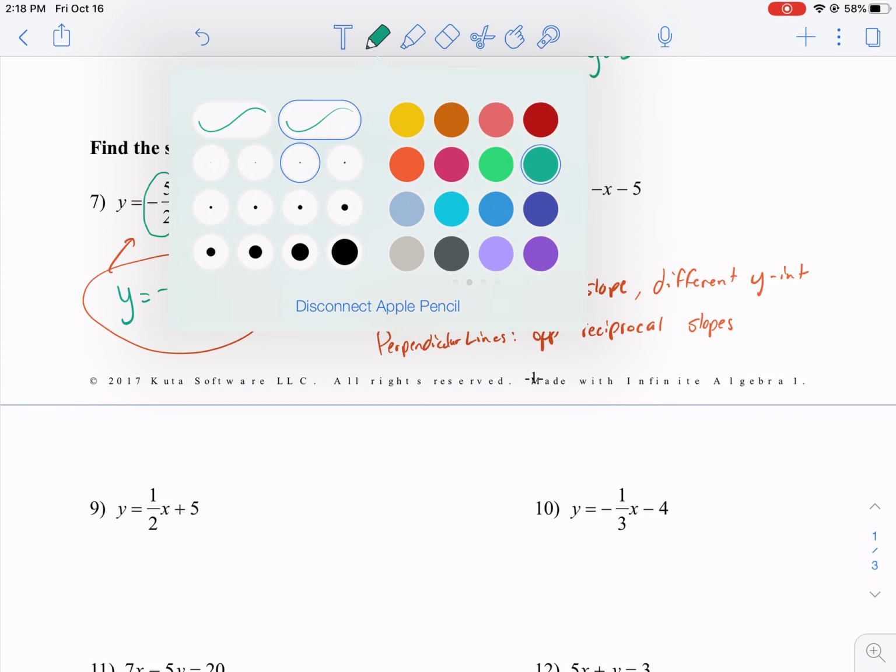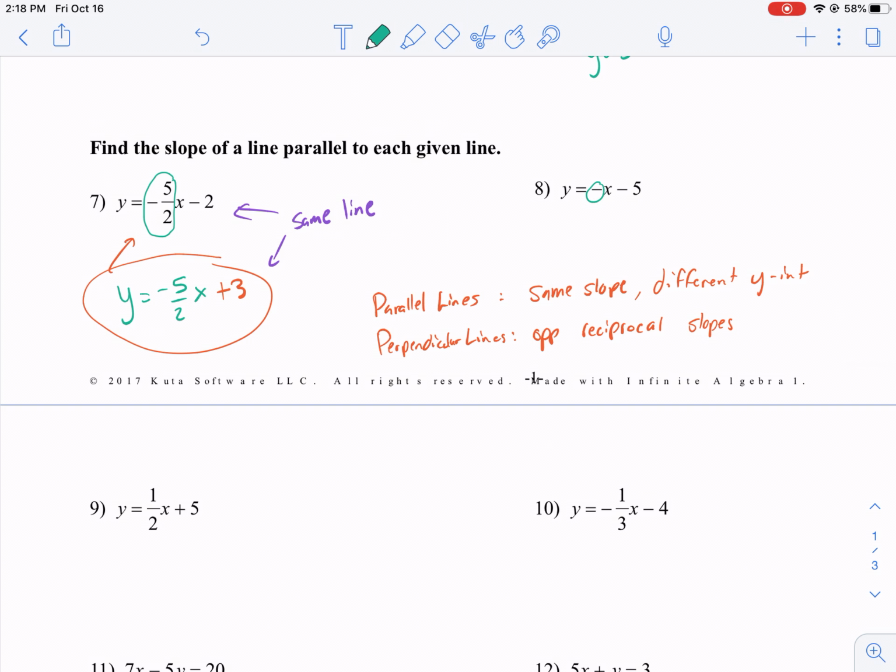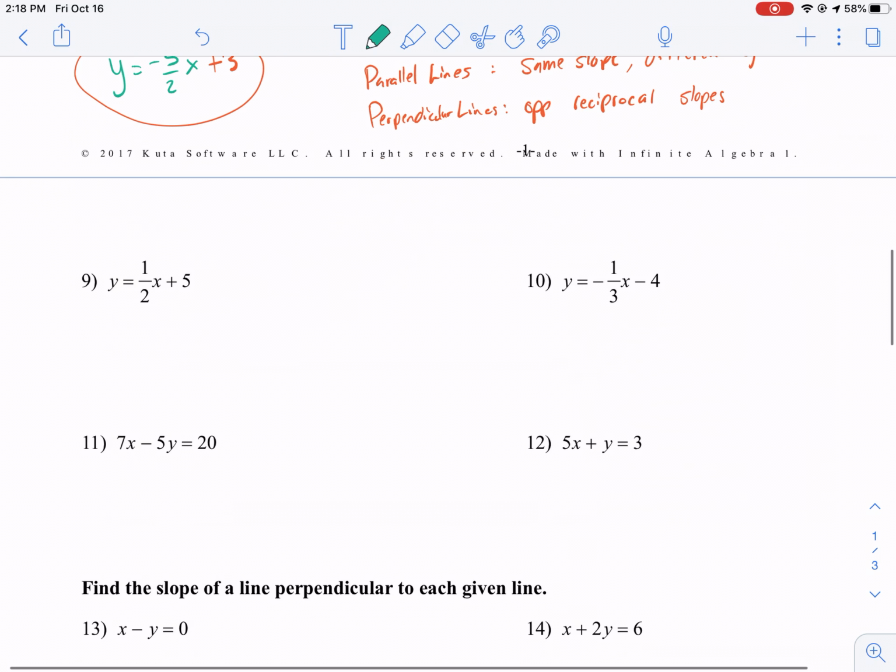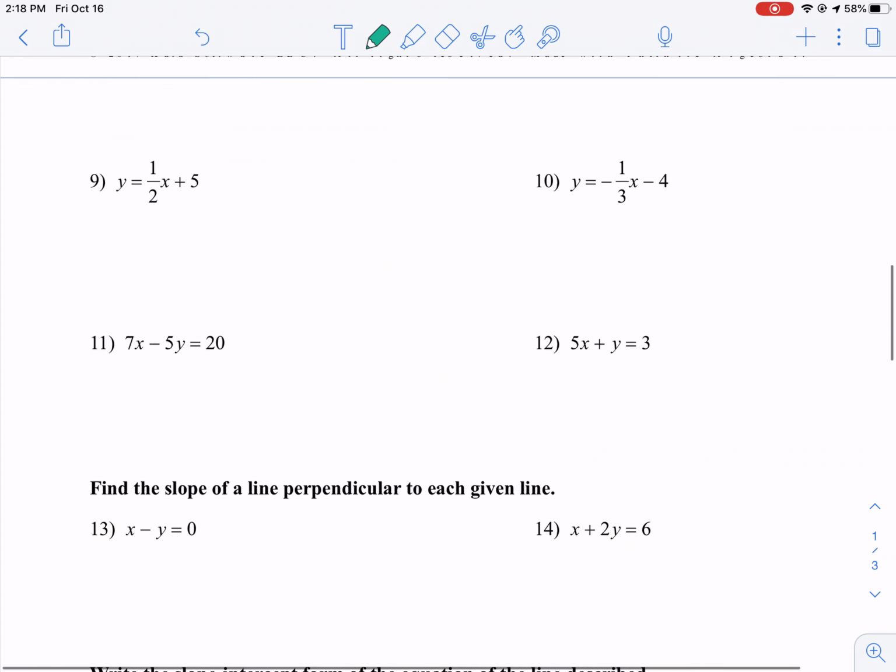So let's go ahead and move on to the next one. We see that we have a negative 1 slope, negative 1 over 1, or just negative 1. So we can write negative y equals negative x, and then we can write plus 10. It doesn't really matter for this exercise, and we're done. There's our line.